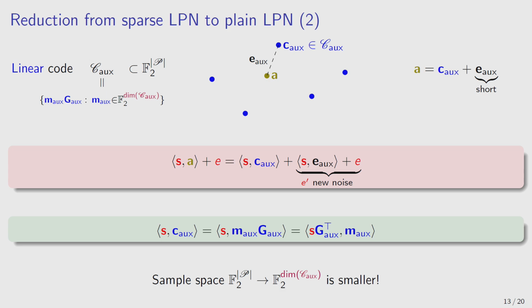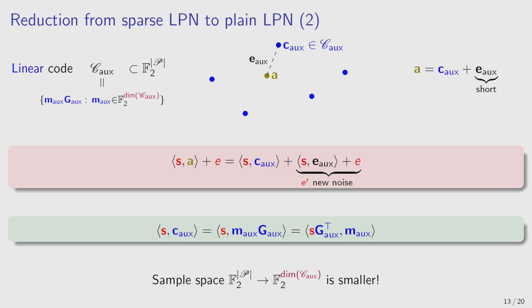How do we do that? We take a linear code, C_aux, which lives in the ambient space, and we decode our sample A into this linear code. So we can write A as a codeword c_aux plus an error vector e_aux, which has small Hamming weight because it comes from the decoding. If you take your LPN sample, you can directly rewrite it using this expression of A: you split A, and you have s dot product c_aux, plus a new noise term. This new noise term is just the sum of the old noise e plus s dot product e_aux.